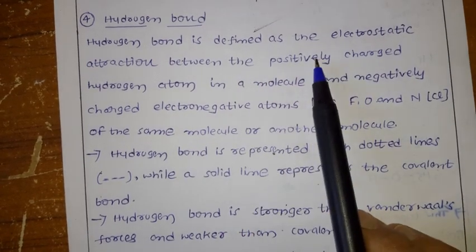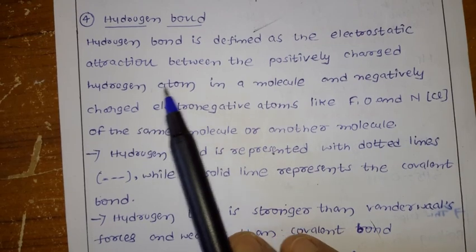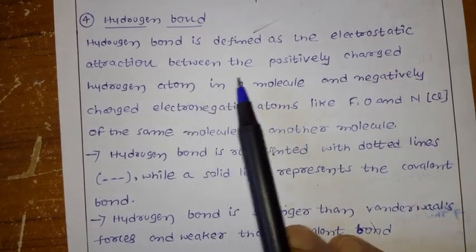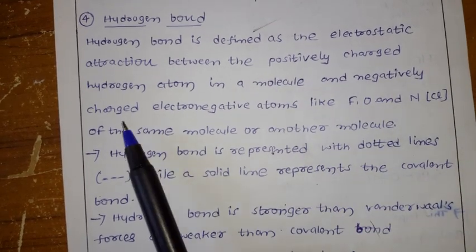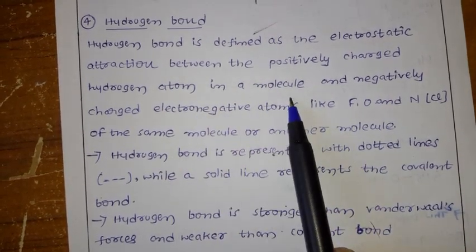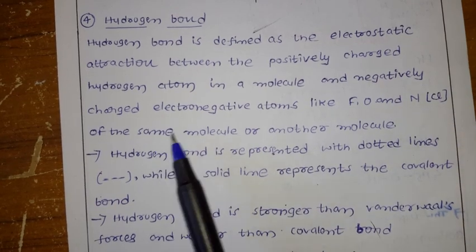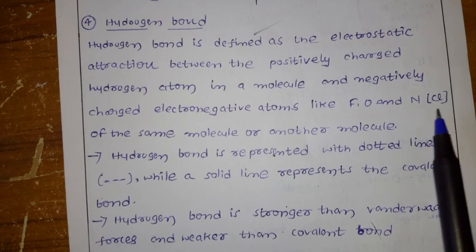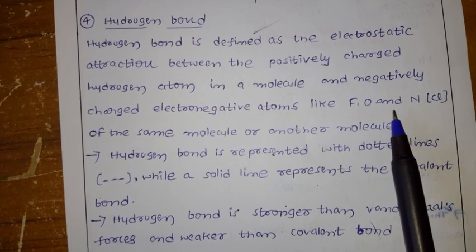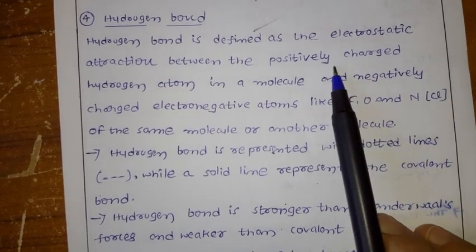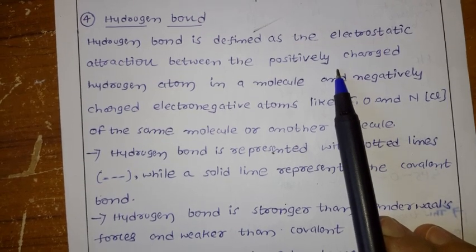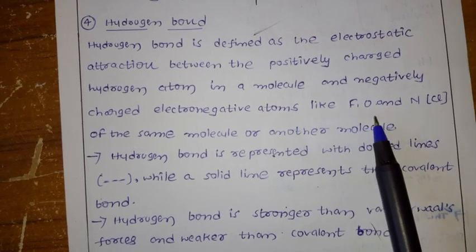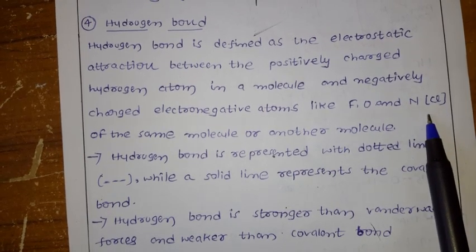Hydrogen bond is defined as the electrostatic attraction. Here also we have the electrostatic attraction between what? The positively charged hydrogen atom in a molecule and negatively charged electronegative atoms like fluorine, oxygen, nitrogen, sometimes chlorine. Definitely you have to remember hydrogen having the positive charge, having the bond with the electronegative atoms like fluorine, oxygen, nitrogen, sometimes chlorine.